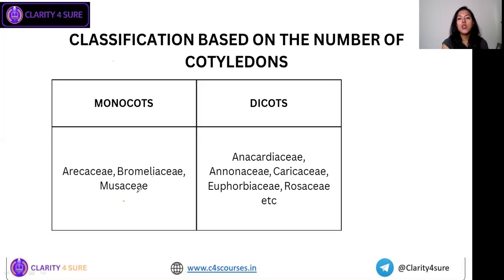Next we'll go to the dicots. Any other family which is not these three is basically a dicot family of fruits, like the Anacardiaceae family for cashew and mango, Annonaceae, the custard apple family, Caricaceae, the family of papaya, Euphorbiaceae, Rosaceae, Myrtaceae, Rutaceae, Moraceae. All these are your dicots.